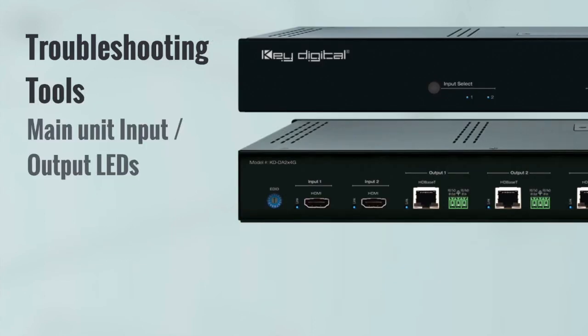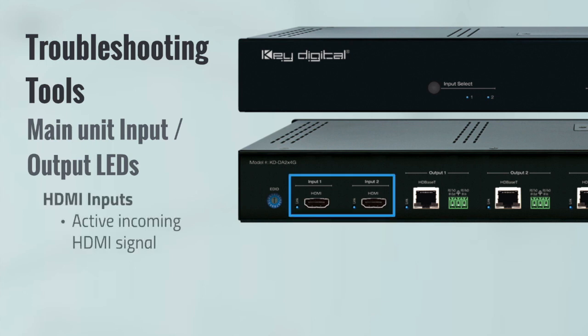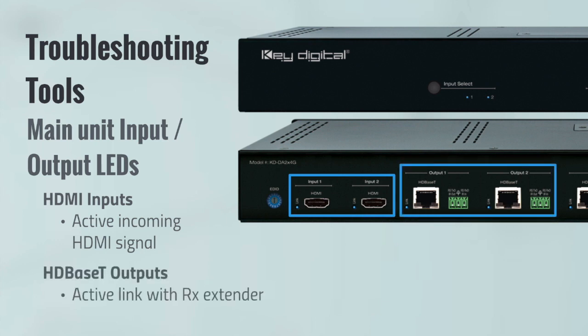Let's look at a troubleshooting tool that is specific to the 2x4 2x8G. This is the input and output LEDs here on the main unit. On the input side, a solid illumination of the HDMI input link lights indicates an active incoming HDMI signal from a connected source. On the output side, there is a blue link light beside each HD-Base-T connector that activates when you have link with the RX extender.